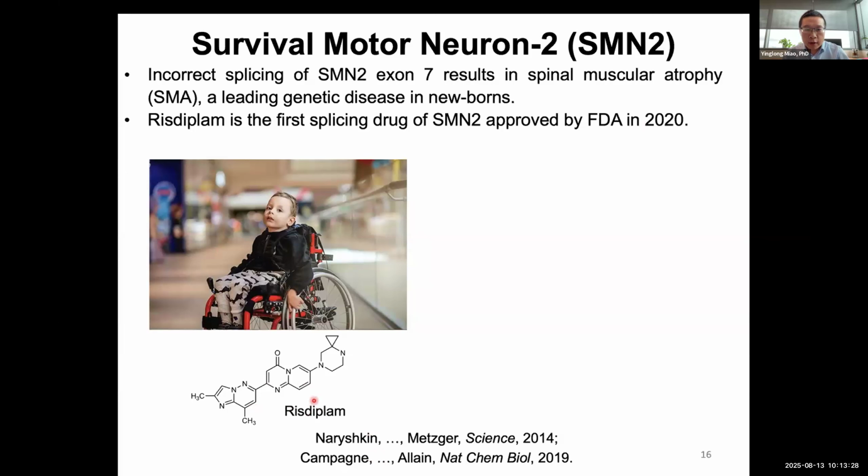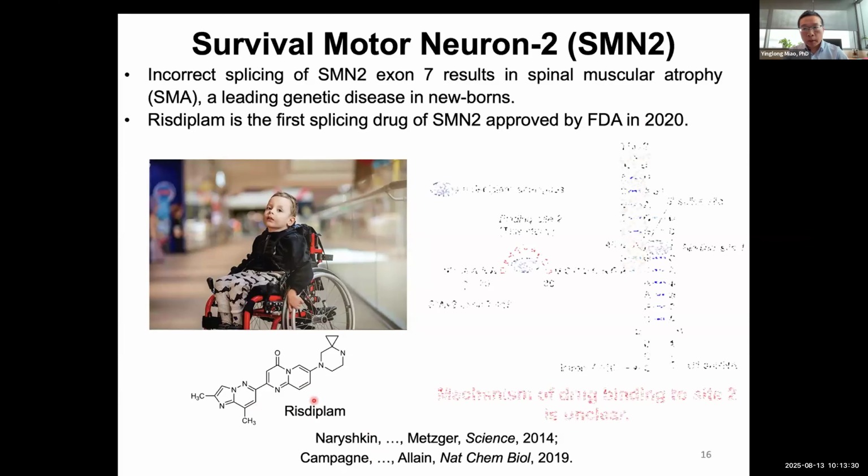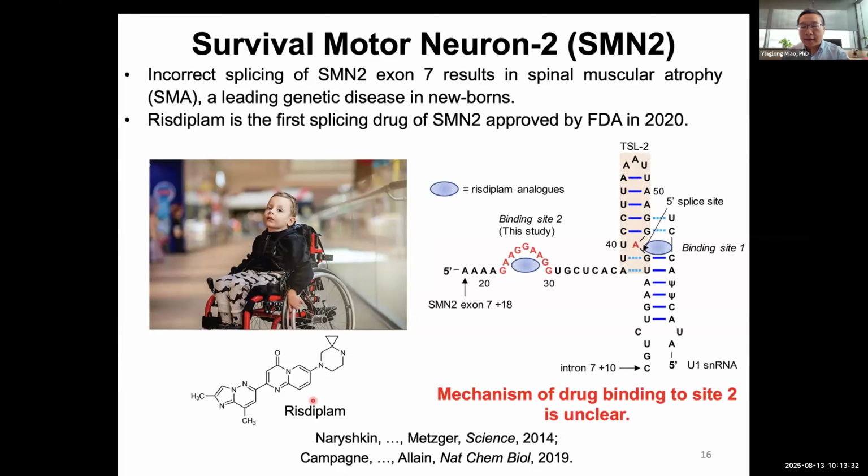So this is the chemical structure. And according to previous studies, people suggested there could be two potential drug binding sites in SMN2. One is formed at site 1, between U1 snRNA and the SMN2, so it's formed by a double-stranded helix. The other is at site 2. It's formed by a single-stranded helix in only the SMN2.